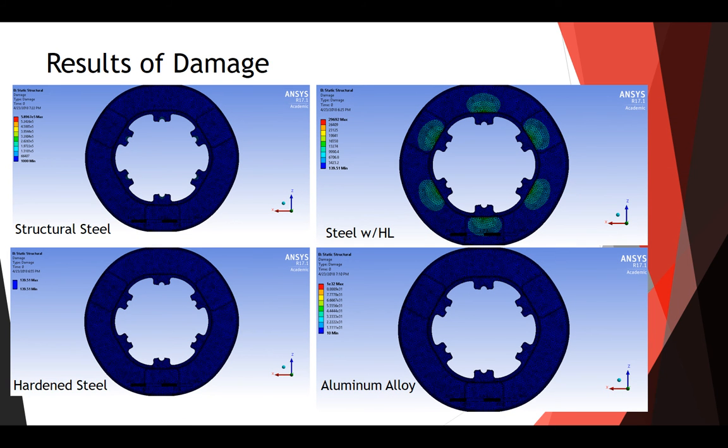And same thing again with the plots for damage of the rotor. And I think among all of my results, and I'm going to discuss this here in a second, I really think that the way to go is the steel rotor with a hardened inner lip, even though the hardened steel has the better plots as far as factor of safety.